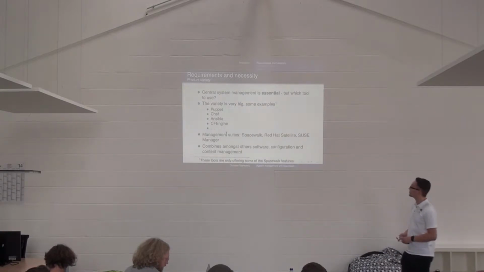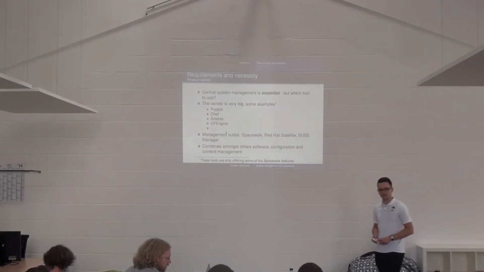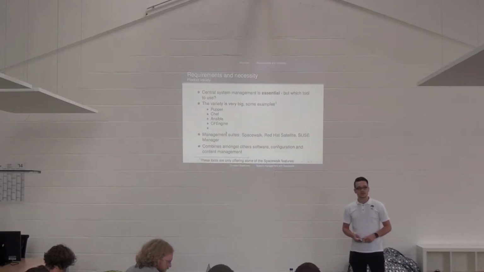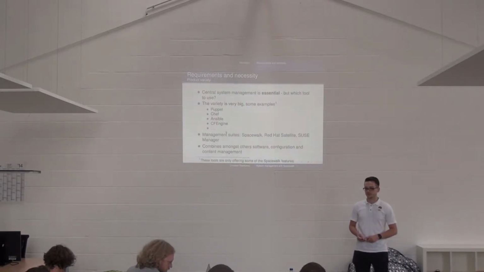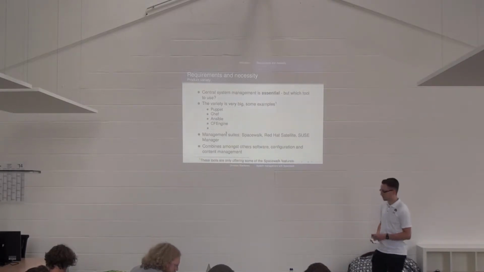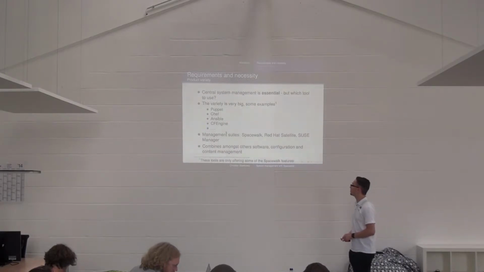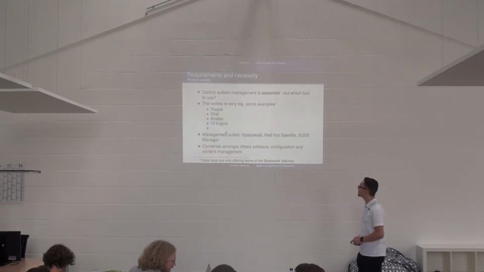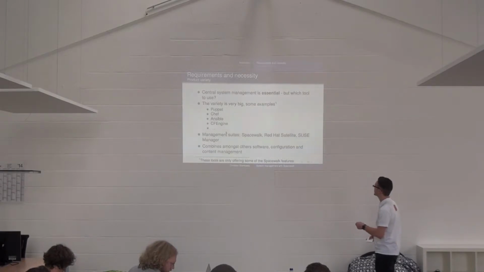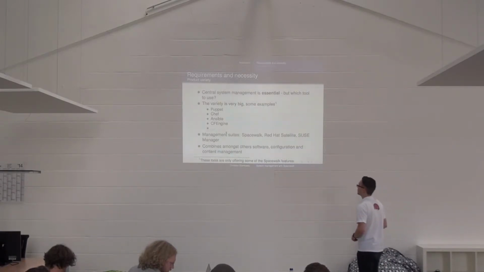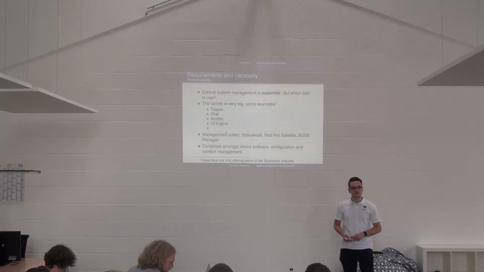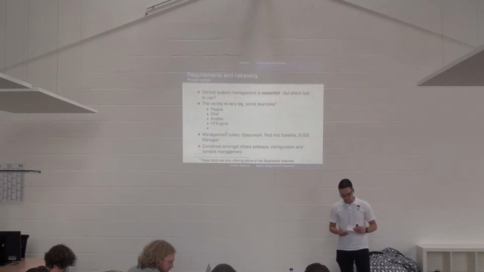So the central system management is essential, but it's hard to find which tool to use because there are many tools that are possible, and the variety is very big. For example, there's Puppet, there's Chef, there's Ansible, and there's CFEngine, and those are mostly configuration management utilities, but they are only offering some of the features that the management suites, Spacewalk, Red Hat Satellite, and SUSE Manager can offer. And those tools are combining software configuration and content management, which is also very interesting.